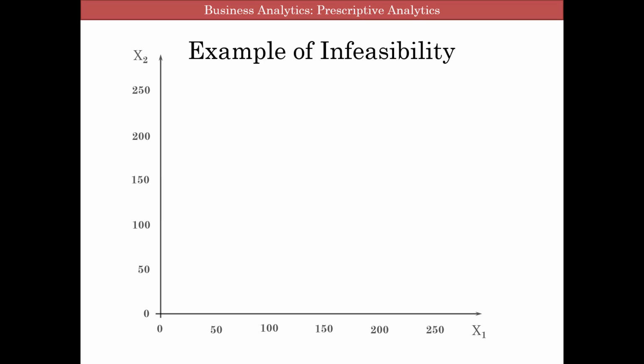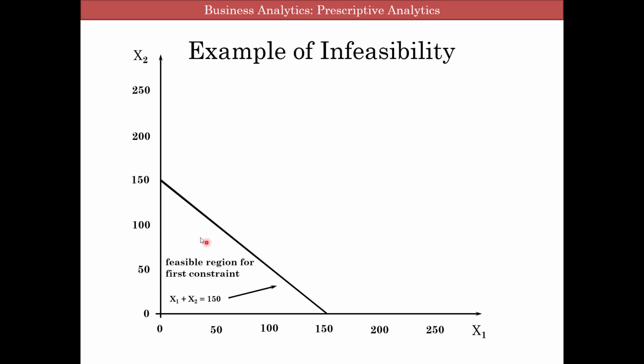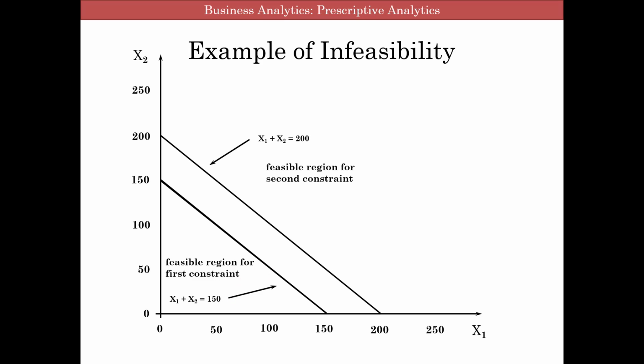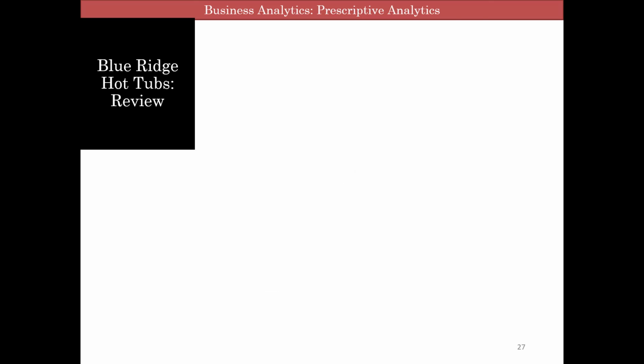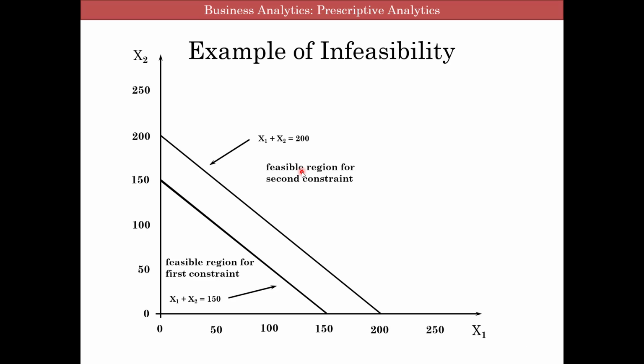Let's talk about infeasibility. Let's assume that the first constraint says this should be less than 150, and the second one says it should be greater than 200. Now, that's not possible. It's not possible for x1 plus x2 to be less than 150 and greater than 200. That's infeasible. So then your solver will throw an error.